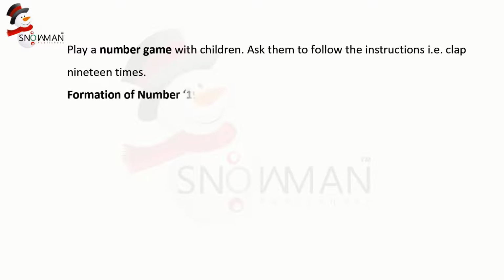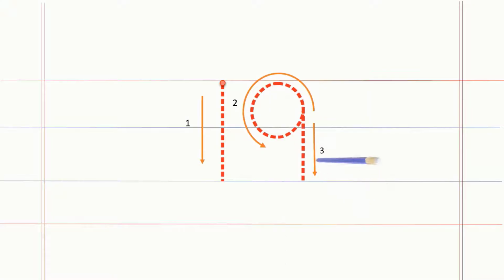Formation of number 19. Write number 19 on the board and give instructions. Write 1 and a 9 to make 19.